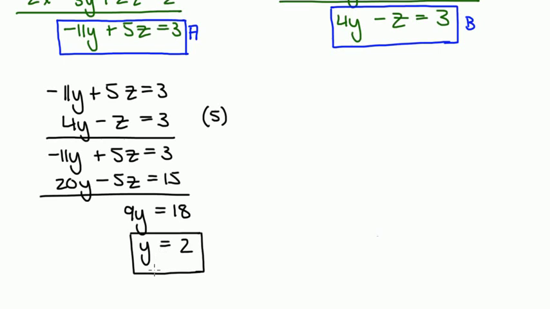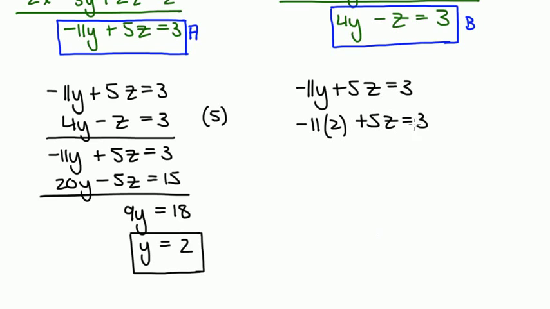Now that I found that y is equal to 2, I use this to find z. I take either one of my equations, A or B, and I substitute in 2 for y. So minus 11 multiplied by 2 plus 5z is equal to 3. Minus 22 plus 5z is equal to 3.